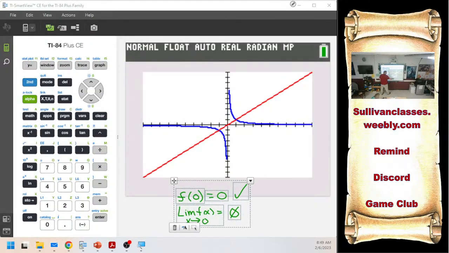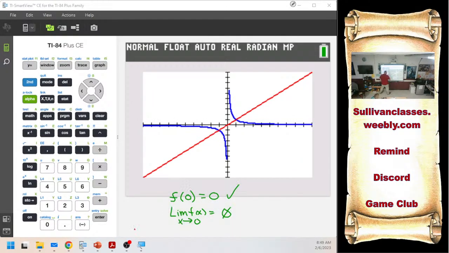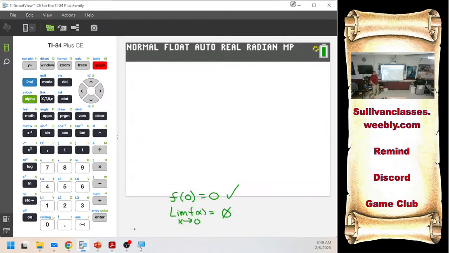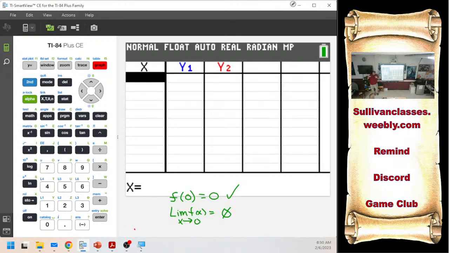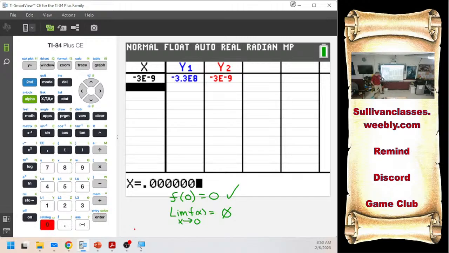If I wanted to show that on my calculator by table, remember when I put multiple functions in, I'm going to see multiple things on my table. So I can say as I get closer and closer to 0, say I'm at negative 0.00003, I'm following the yellow one. As I get really, really close to 0 on the other side, 0.012.